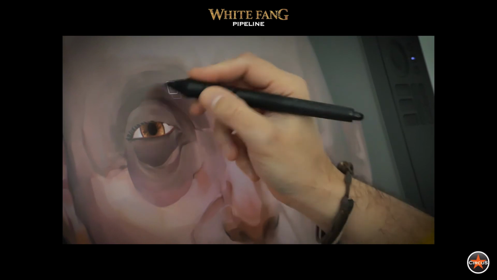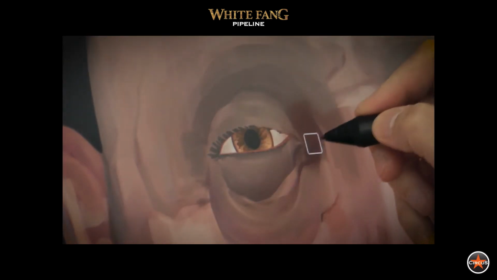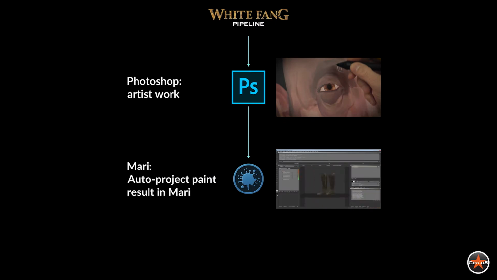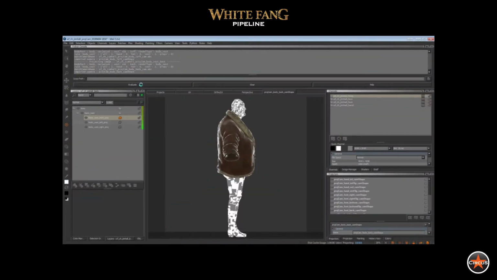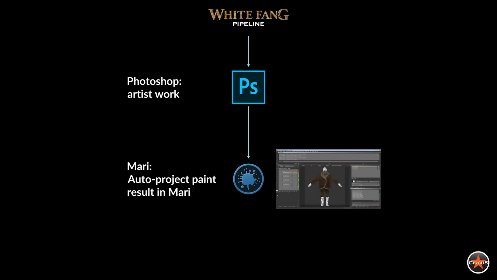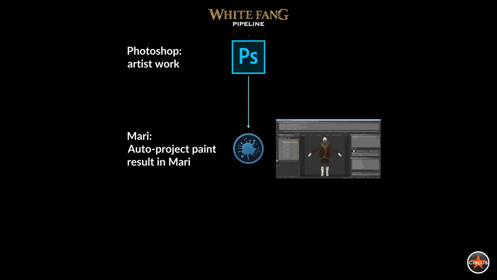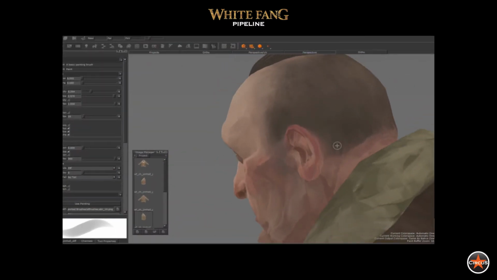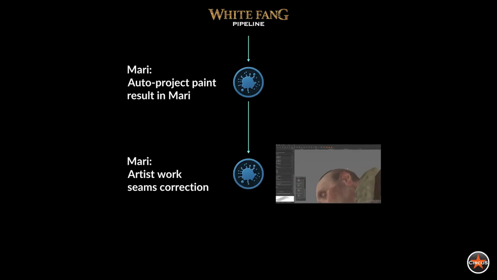The artists paint the texture for the face, the body, hands, and so on. These different 2D illustrations are then automatically projected onto the volume in Mari with the same cameras. This result covers 90% of the needs. A final 3D paint work is done in Mari to finalize the textures.